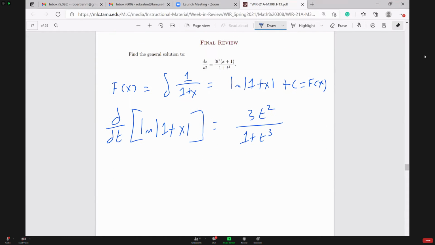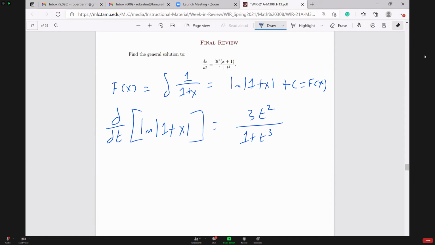Okay, and so now to get to x, what do we do? So we want to figure out what x is. We want to solve this for x. So what do we do now? Take the integral of both sides. Yeah, so we're going to take the antiderivative of both sides.